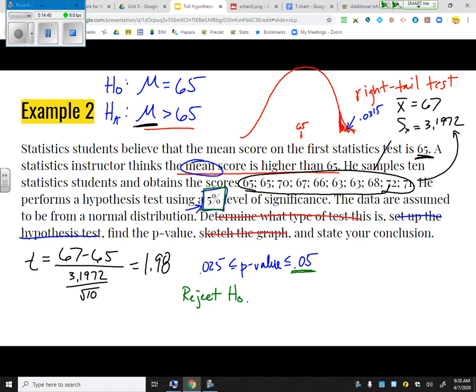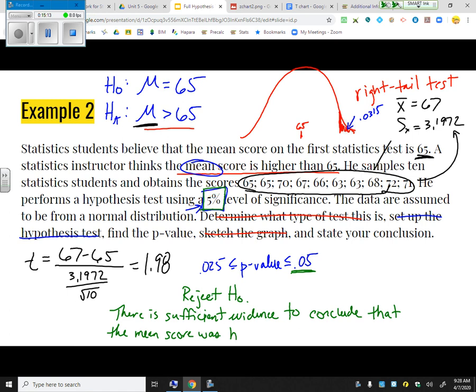Now remember, we need the sentence that explains it to either your mom or my mom as to what's going on. So I can say, there is sufficient evidence to conclude that, keep it easy, the mean score was higher than 65. Don't know what it was, but my students are more than likely incorrect.